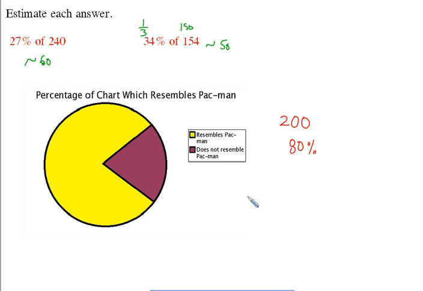So if we wanted to estimate, we could go, well, what's 10% of that? 10% of that is going to be 20. And what's 8 times 10? So that's going to be 160 out of 200 that represents the whole Pac-Man. And if this whole big circle is the full amount. There we go.